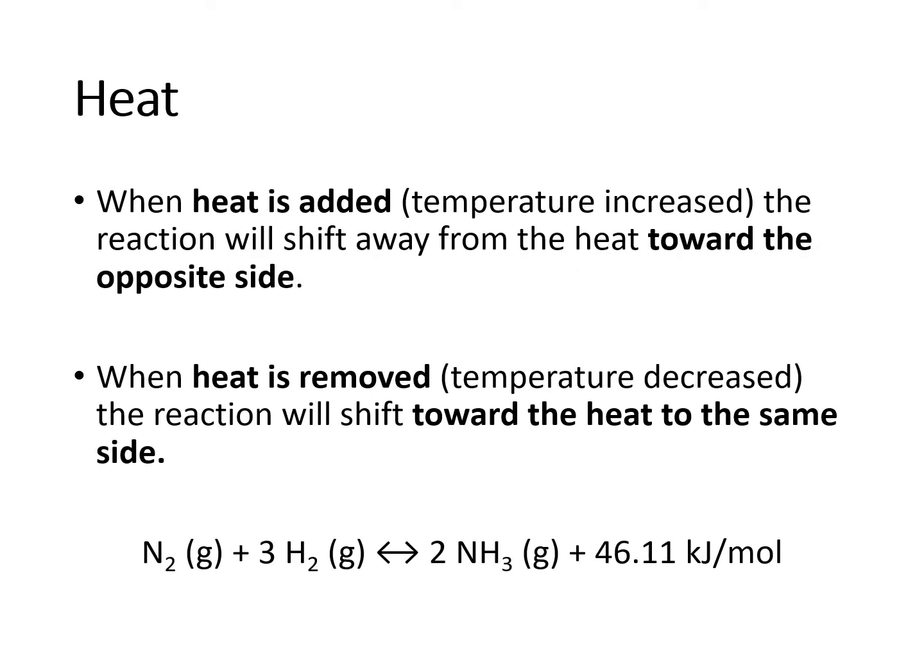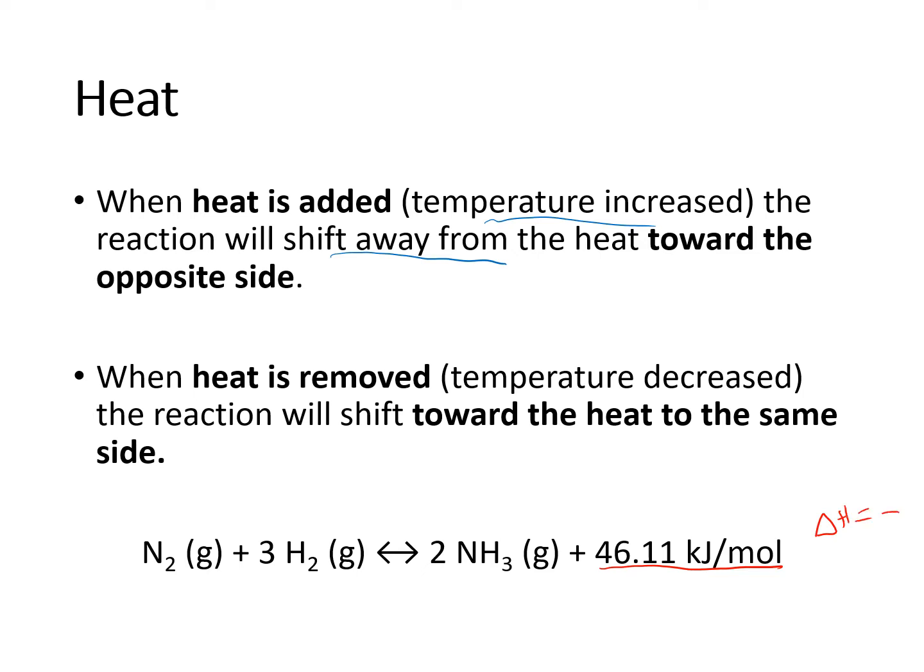Another way that we can cause a stress on a reaction is when heat is added. We do that through temperature, seeing an increase in temperature. The reaction will shift away from the heat towards the opposite side. So this follows the same situation as changing the concentration. In our reaction below, our heat is on the right side. It's an exothermic reaction, so delta H would be negative. If it's written separately, we would have that.